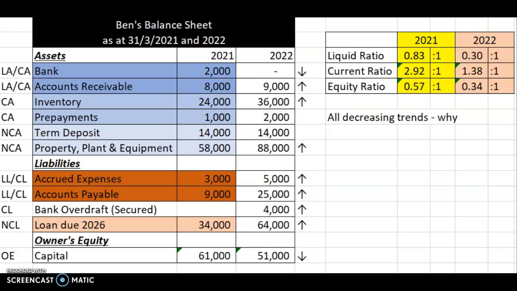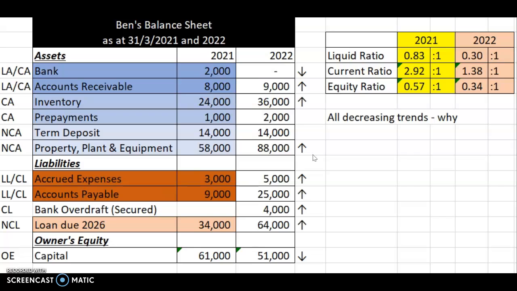Welcome to revision 14. This is on business risk and the merit and excellence questions related to this. The first thing you can see I've done is put liquid assets, current assets, liquid liabilities, current liabilities down here, which will help us answer questions. You can see also we've got trends for Ben's balance sheet. These are up and down. So if you can write those on yours, it will really help you when you do the exam paper.